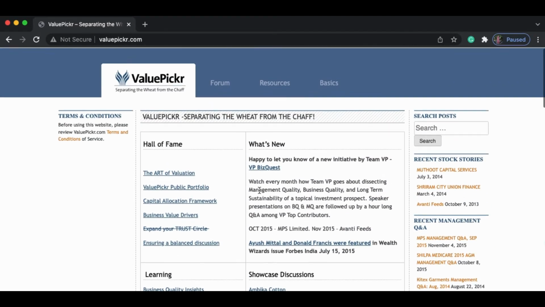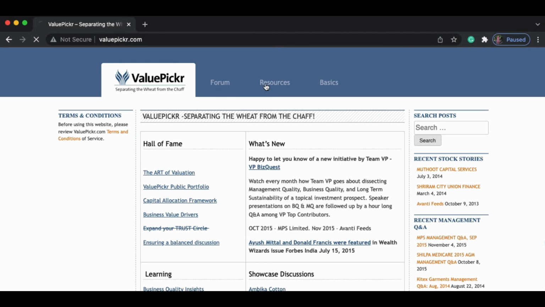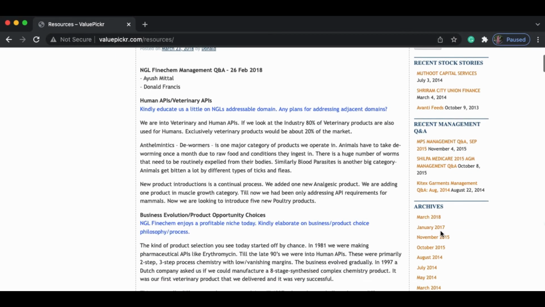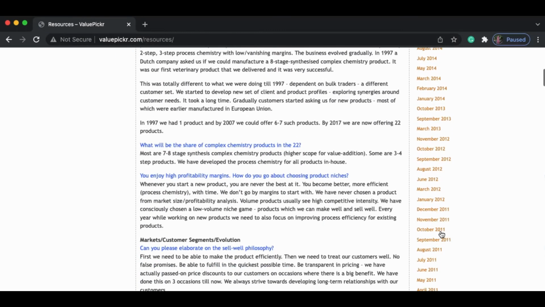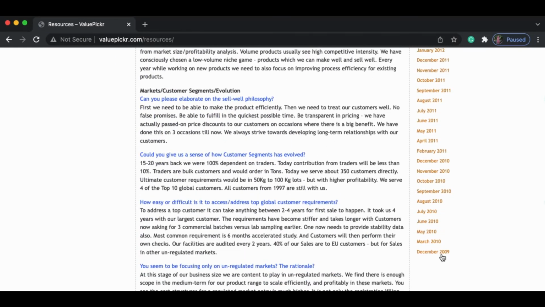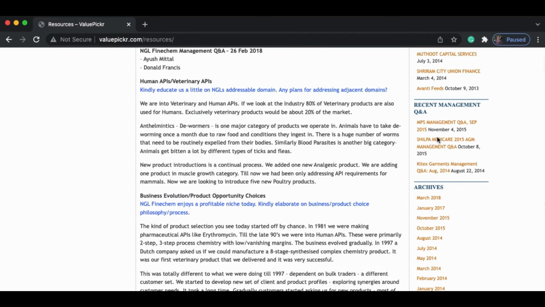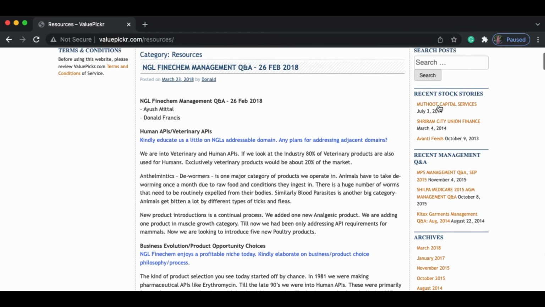Under the Resources tab, we can see threads from December 2009 of different companies on different dates and even in different years. We can even find management questions and answers regarding different companies, and the recent stock stories.